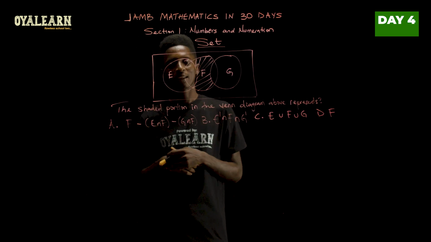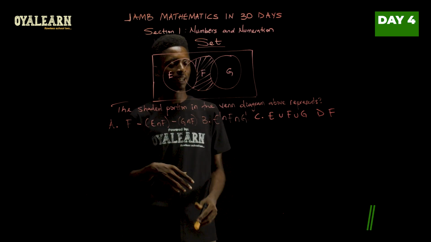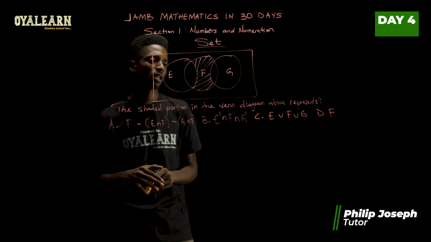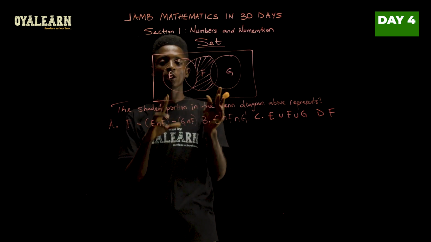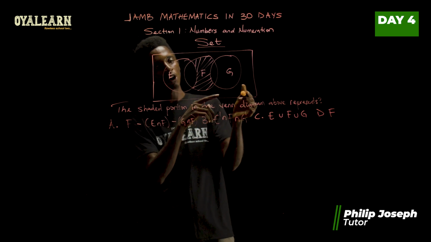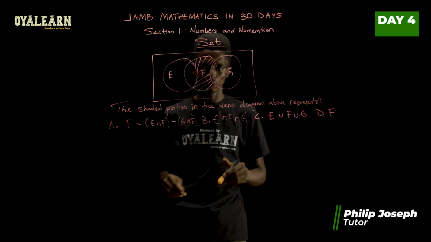Here's another Venn diagram, and we are asked to identify the shaded portion in the Venn diagram. Right? So identify what that shaded portion represents. So in this Venn diagram, we see E, F, and G looping into each other. So E loops with F, and then G also loops with F. But there's no connection between E and G.